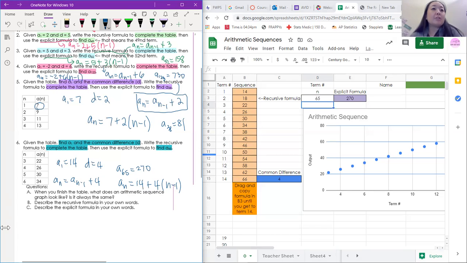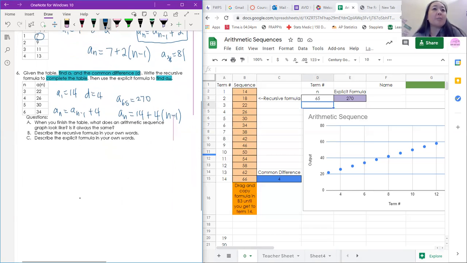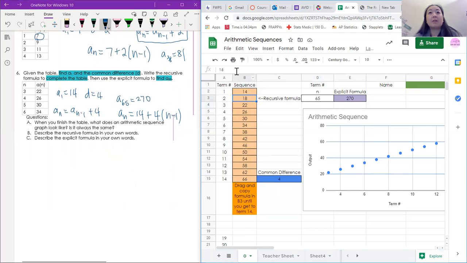All right, so here are the questions. When you finish the table, what does an arithmetic sequence graph look like? A line. Usually it's going up, but what if it was negative? What if the common difference was a negative 4, right? So let's say right here, where did we start it?